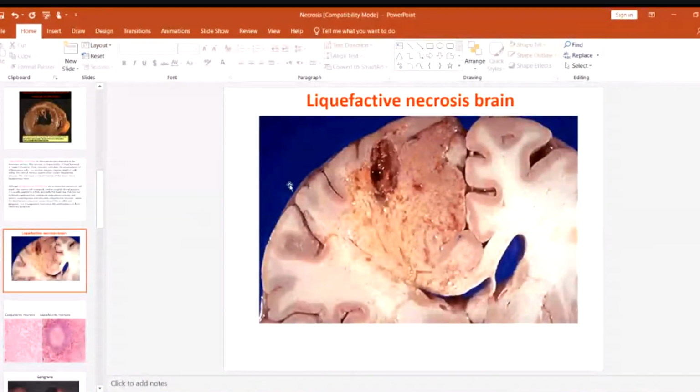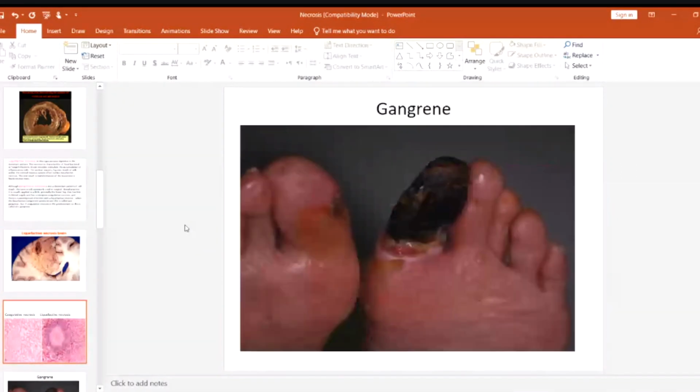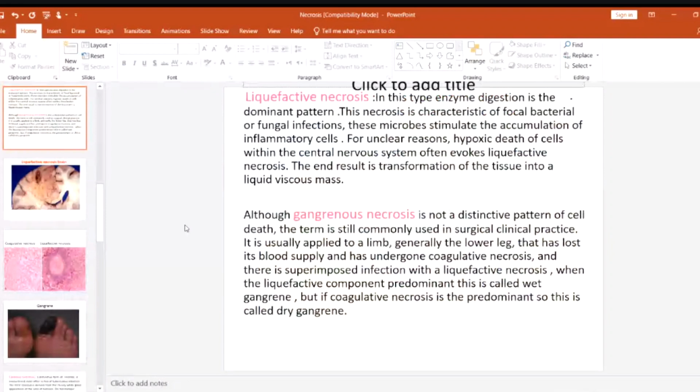Now, this is the brain, and this is a liquefactive necrosis. Grossly, you will see a liquid viscous mass, due to ischemia and hypoxia. So the second type of necrosis is liquefactive, meaning liquid, fluid, viscous. The most common cause of liquefactive necrosis is bacteria and fungi, meaning microorganisms, plus ischemia and hypoxia to the brain or CNS.